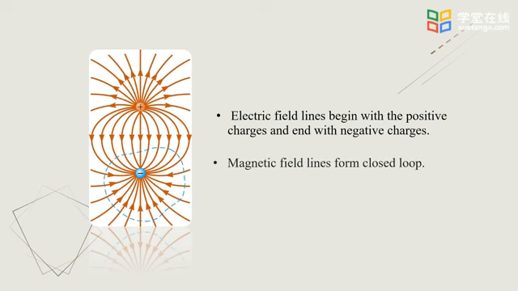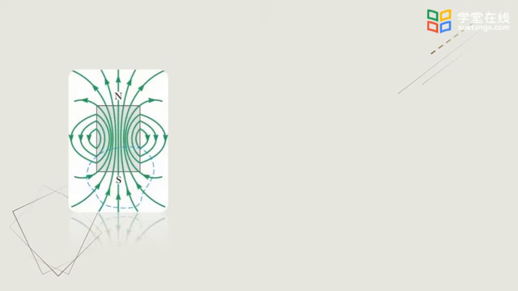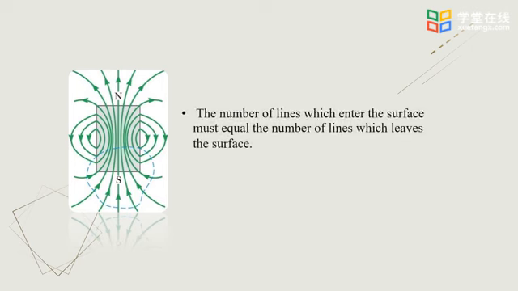The situation is quite different for the magnetic field lines, which form closed loops. Please look at the figure showing the magnetic field lines due to a bar magnet. Obviously, the magnetic field lines don't begin or end at any point. For any closed surface such as the one outlined by the dashed line in the figure, the number of lines which enter the surface must equal the number of lines which leave the surface. Therefore, the net magnetic flux must be 0.